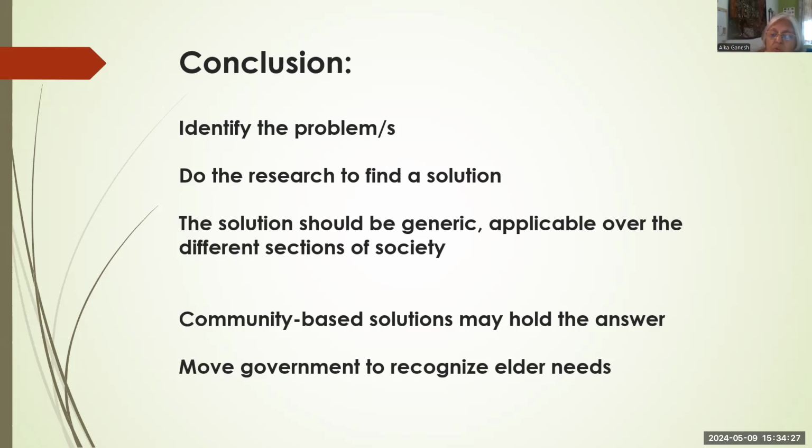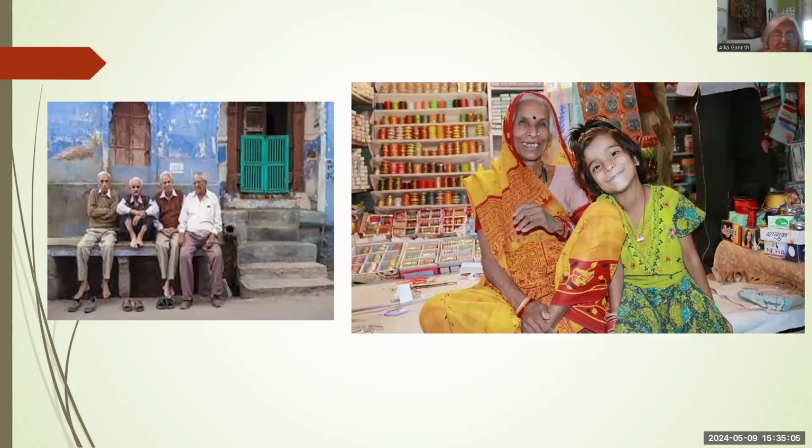And community-based solutions may hold the answer to everything. And it is the government which has to recognize these needs. How will the government recognize this? It is civil society, you and me, who have to take up these issues and make it a political event, a political talking point, and bring policies and acts and laws which ensure that the rights of the older persons, as we've enunciated before, are looked after and upheld. So here are some pictures, happy pictures.